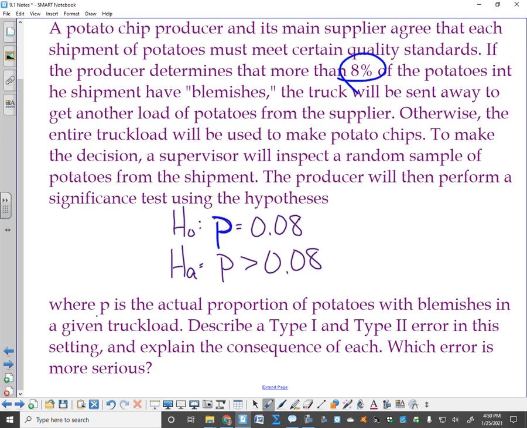Then it has to define my parameter. p is the actual proportion, or the true proportion, of all potatoes with blemishes in a given truckload. Describe a type 1 and a type 2 error in this setting and explain the consequences of each. Which error do you think is more serious?